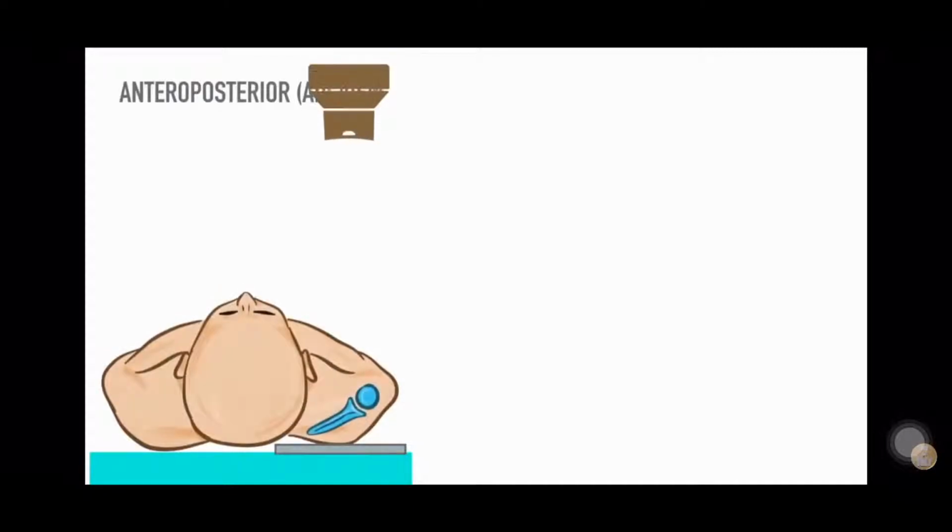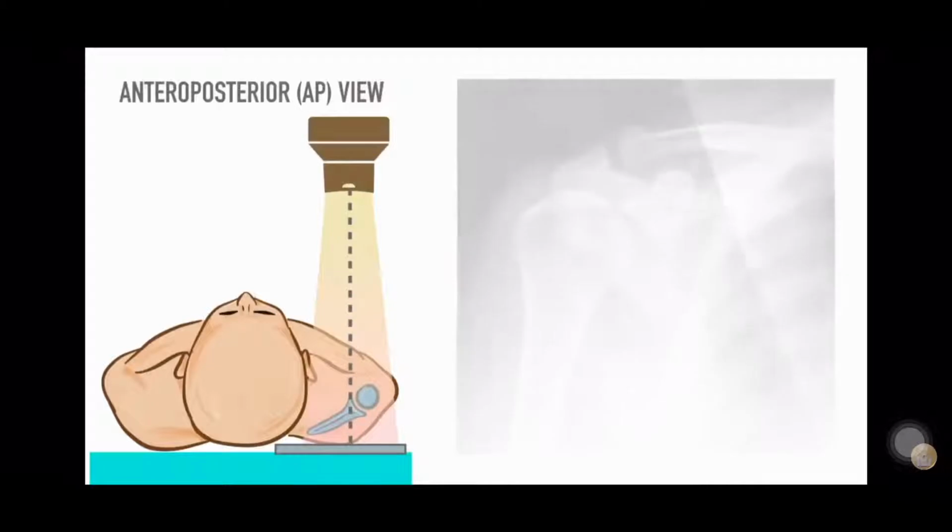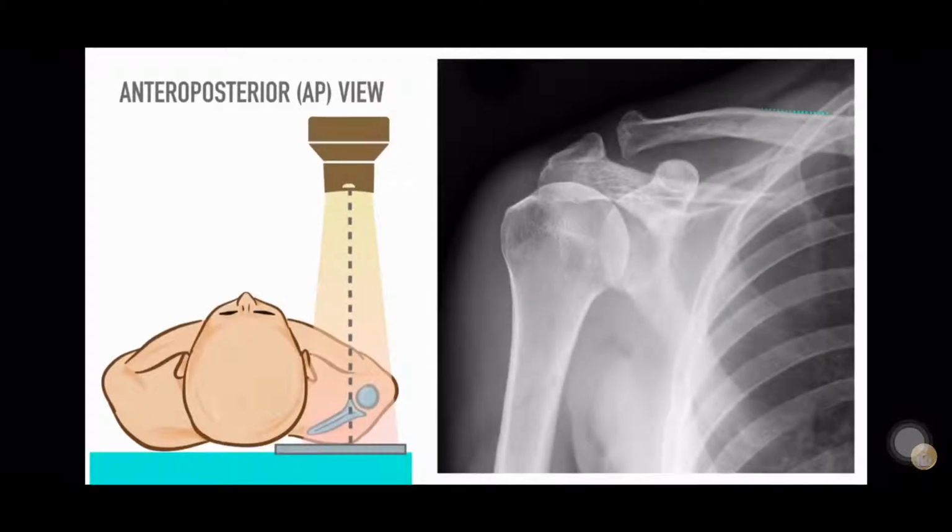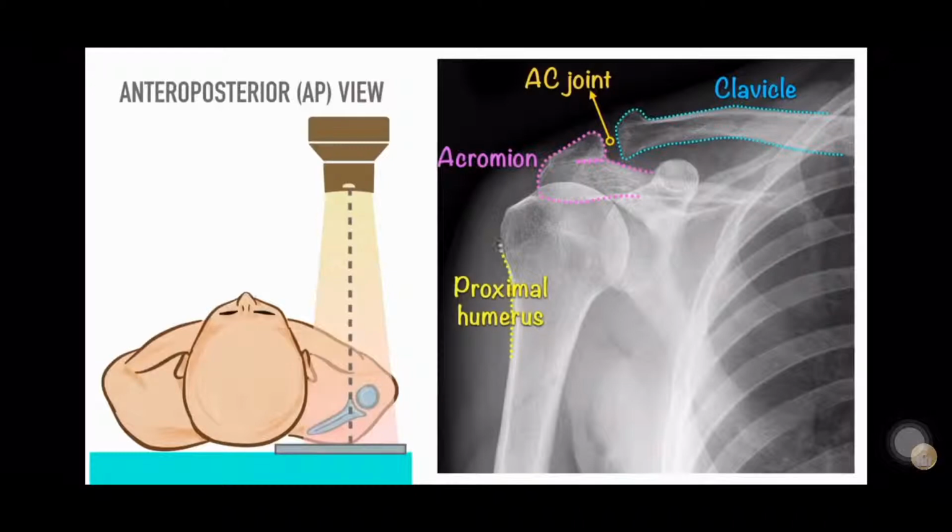For the antero-posterior view of the shoulder, the beam is oriented in the sagittal plane. This shows the clavicle, acromion, and a good view of the acromioclavicular joint. The proximal humerus is also visible well. However, since the glenohumeral joint is normally anatomically tilted around 30 degrees anteriorly, this projection results in overlap of the glenoid and humeral head.